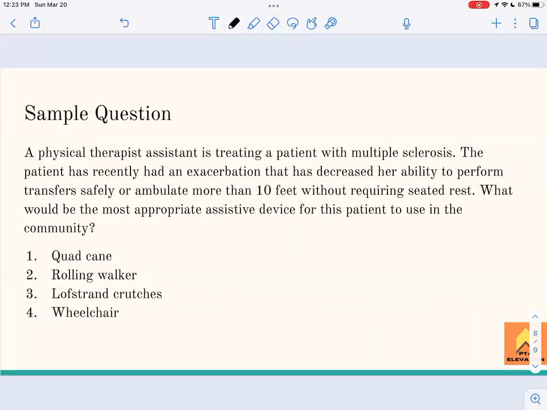So, sample question today, guys. A physical therapist assistant is treating a patient with multiple sclerosis. The patient has recently had an exacerbation that has decreased her ability to perform transfers safely or ambulate more than 10 feet without requiring seated rest. What would be the most appropriate assistive device for this patient to use in the community? 1, quad cane. 2, rolling walker. 3, Lofstrand crutches. Or 4, wheelchair. I'll give you guys a second to think about this.